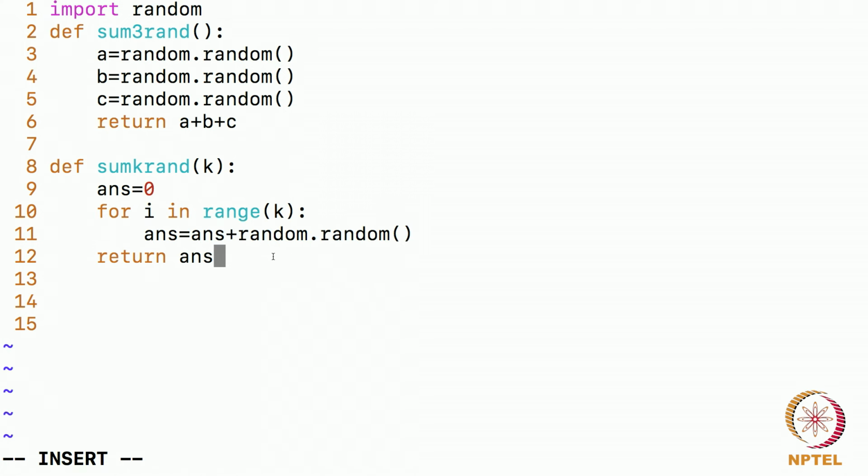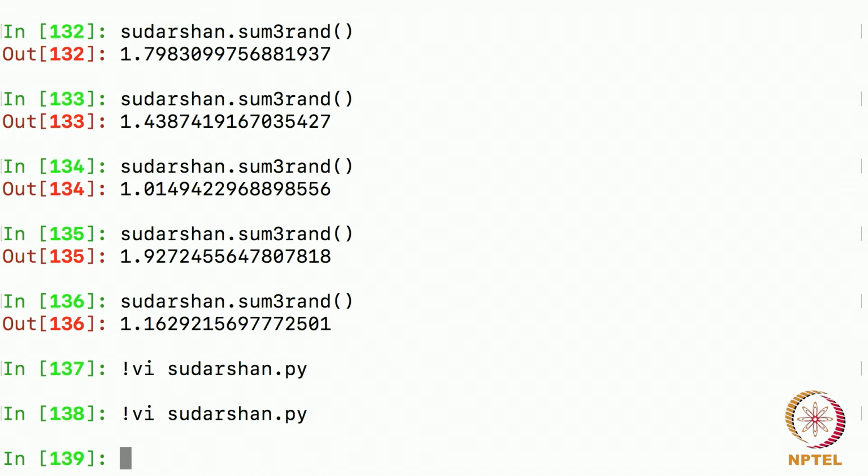So answer equals answer plus random dot random simply picks a random number from 0 to 1 and adds it to the existing answer and assigns the new value to answer, and finally I come out of the for loop and then return answer, okay. So what does this do? Let me save this and then come out.